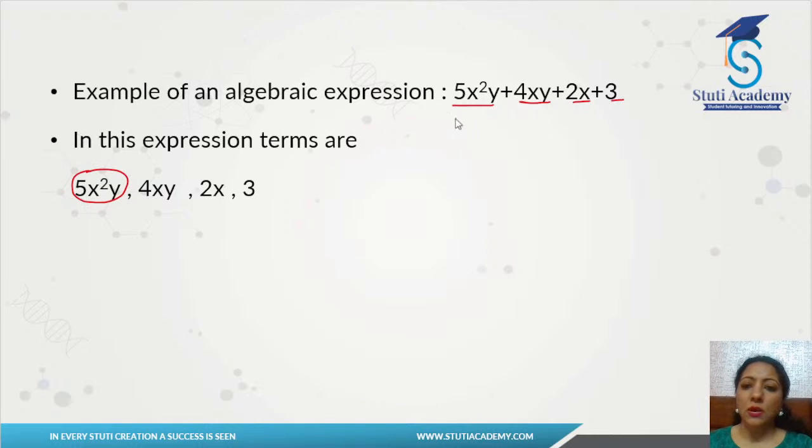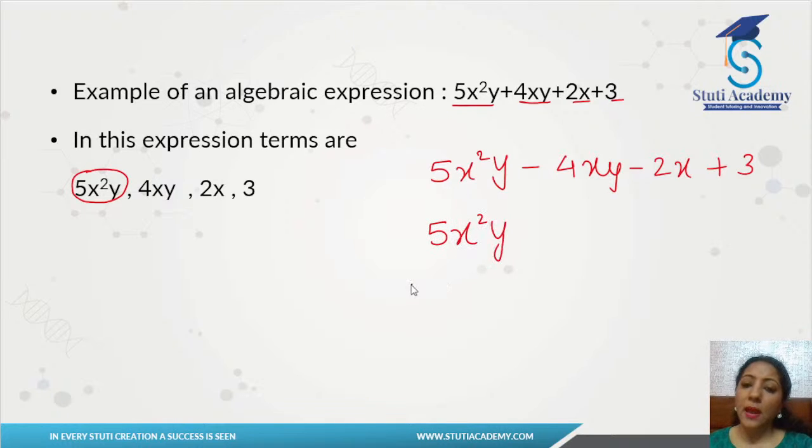Also, children, please notice we have 5x square y plus 4xy plus 2x plus 3. So, they are all positive here. Now, what if I write here 5x square y minus 4xy minus 2x plus 3. So, in this case, the terms would be 5x square y, minus 4xy, minus 2x and 3. So, please notice we are going to consider the signs also. If it's positive, you will write positive, or even if you don't write anything, that's okay. And if it's negative, it's a minus sign, you have to mention that.